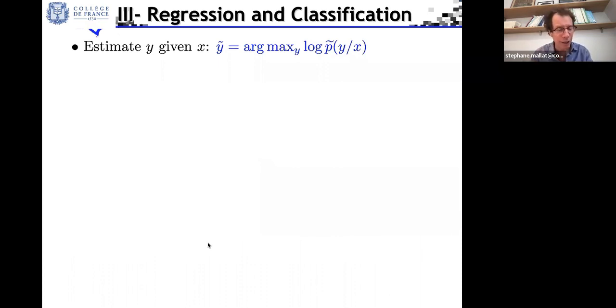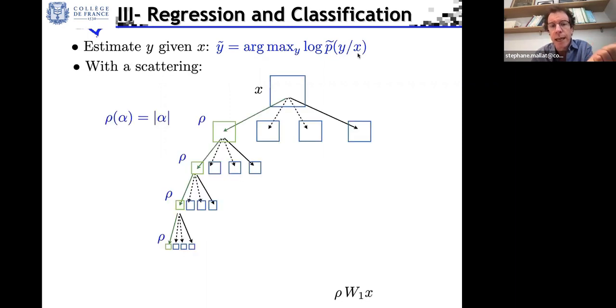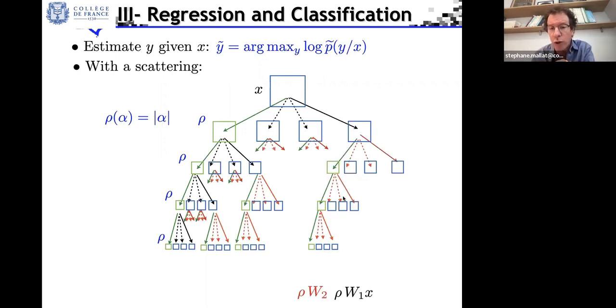So I would like to finish by looking at the regression and classification problem to show how all this is related. In the case of regression and classification, what we want to do is to estimate, let's say, an energy given the state X. And we're going to use the same structure. So we are going to compute the scattering transform by computing the wavelet transform and the modulus, and then reapplying a wavelet transform and a modulus that you see here.